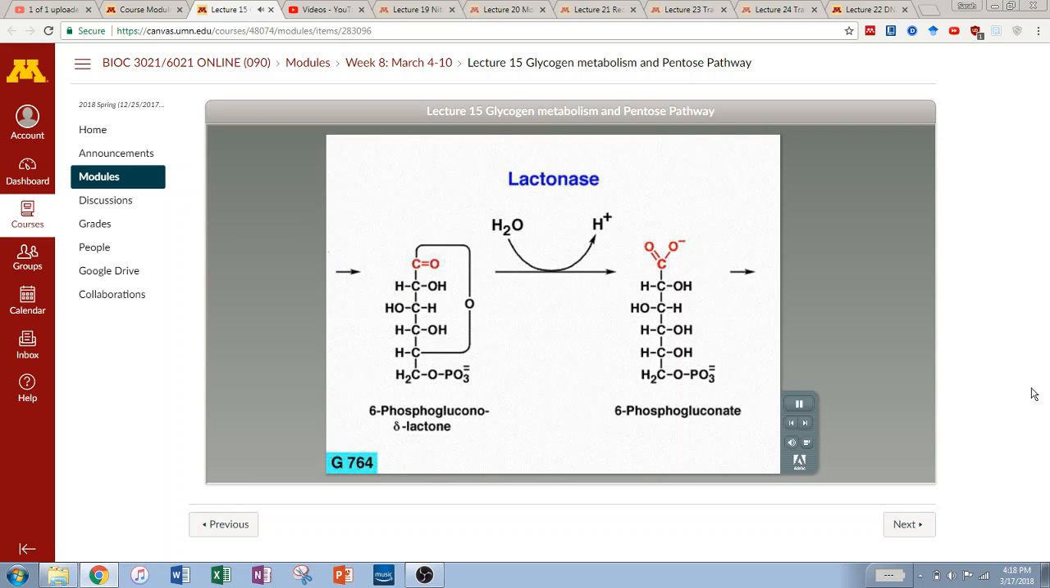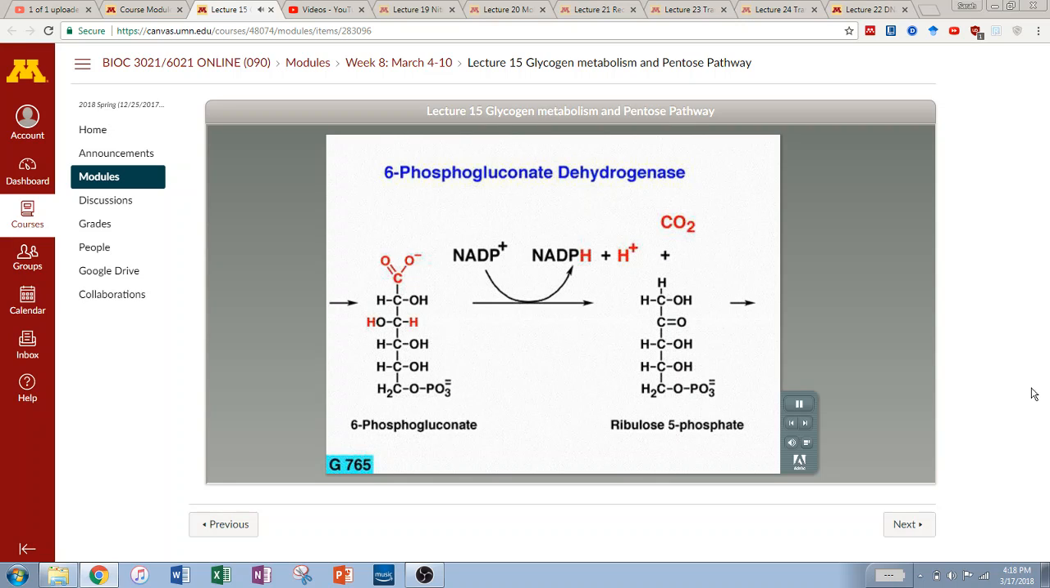The second reaction in the pathway, catalyzed by lactonase, is a ring opening which converts the lactone to the open-chain carboxylic acid, 6-phosphogluconate. In the next reaction, the 6-phosphogluconate is decarboxylated and oxidized to ribulose 5-phosphate. The reaction is coupled to the reduction of a second molecule of NADP+ to NADPH.